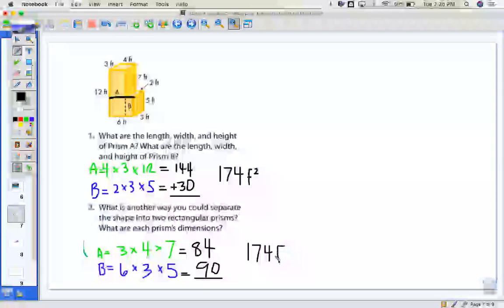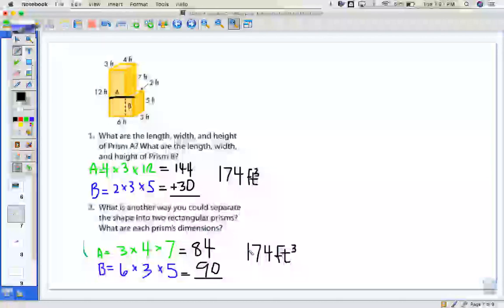So oftentimes there is more than one way. 174 feet cubed. And down here again, 174 feet cubed. Like I said, there's multiple ways to solve these problems. You can split them up and down, side to side. Just do what makes the most sense. And if you want to double check your work, you can always do it a second time like we just did and make sure you get the same answer.